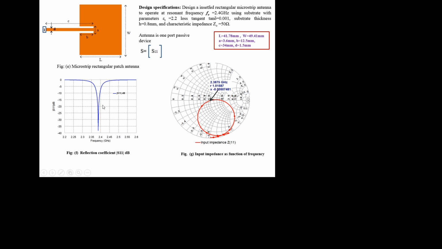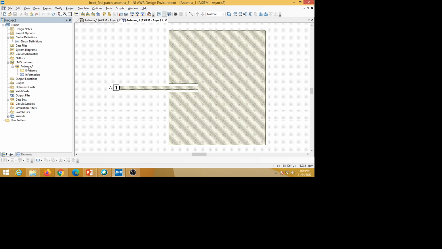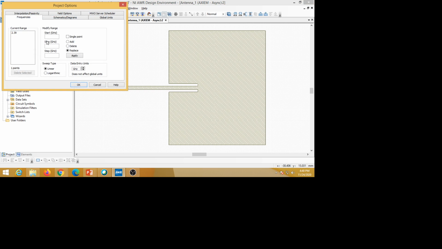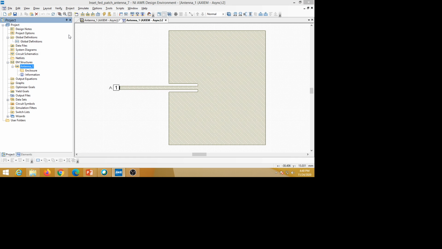So to plot this reflection coefficient and this impedance plot, you go to the antenna here, add graph, and before that we will set a frequency. We will set here 2.2 gigahertz to 2.6 gigahertz. That is in a step size of 0.01 or 0.001, or you can also give a lesser number of points.